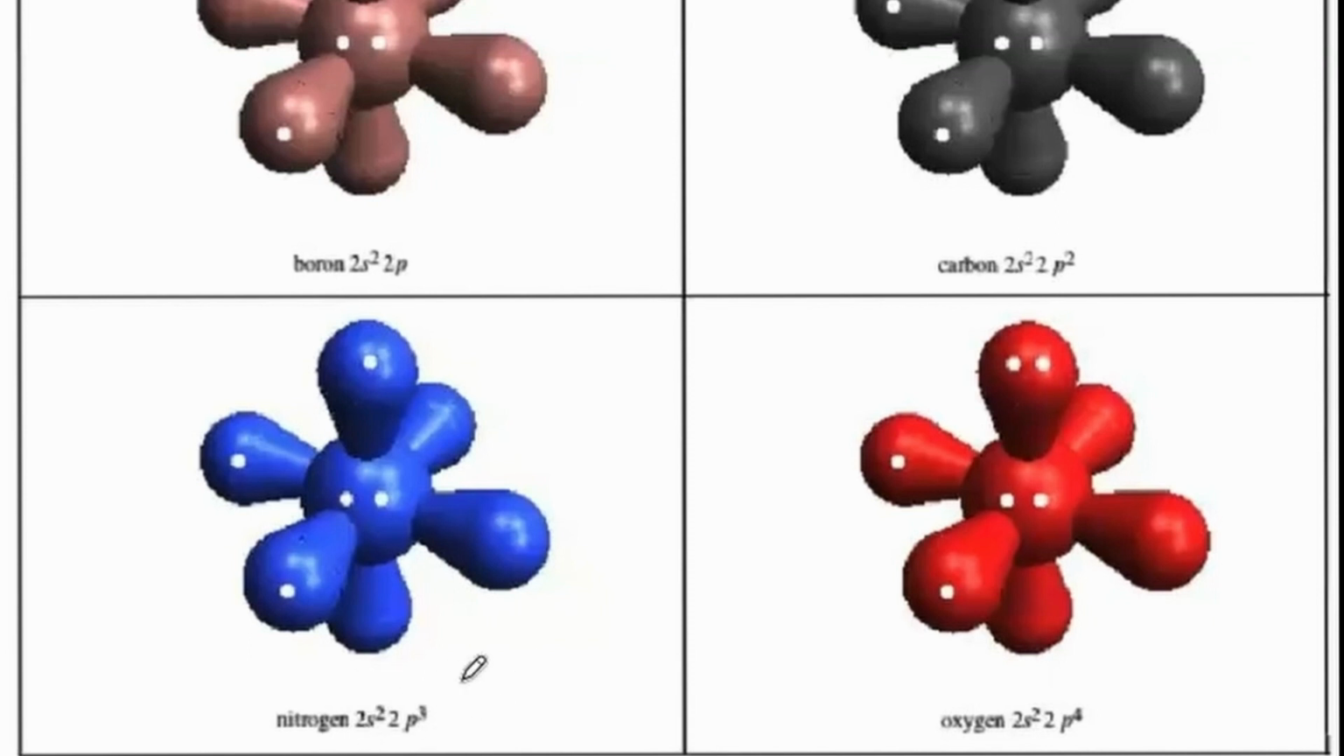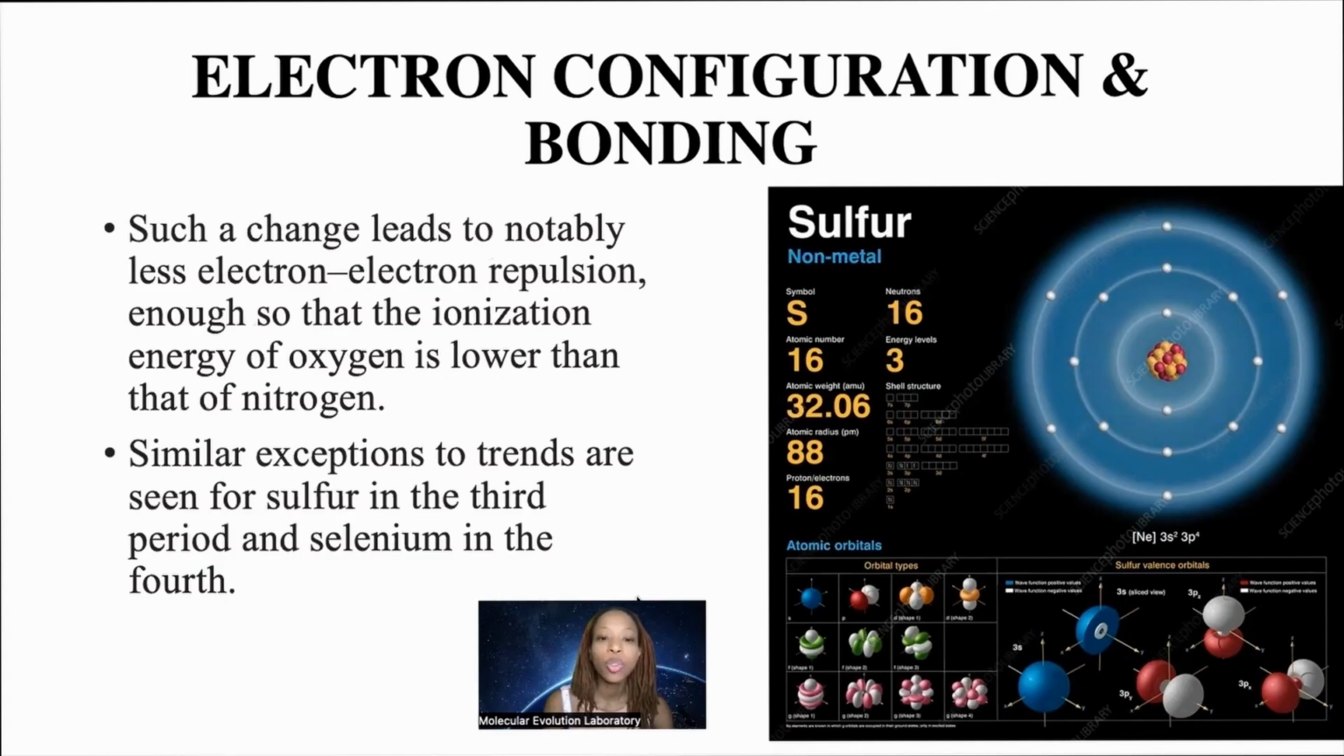So it basically removes 1 electron, therefore leaving only unpaired electrons in all 3 2p orbitals. So oxygen has 4, nitrogen has 3, and a maximum of 6 can be held. So 1 is removed, leaving only unpaired electrons. Such a change leads to notably less electron repulsion, enough so that the ionization energy of oxygen is lower than that of nitrogen. Similar trends are seen for sulfur in the third period and selenium in the fourth period.